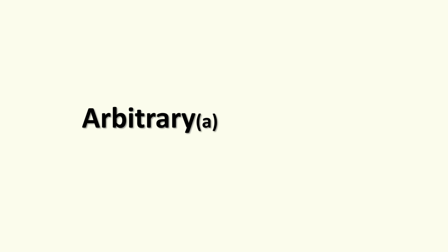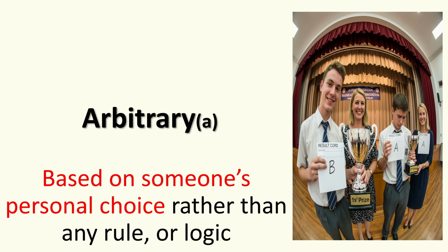The next word is arbitrary. It's an adjective. It is often used for decisions, actions, etc., which are based on someone's personal choice rather than any rule or logic. In this illustration, you can see the student who got less marks is being awarded the first prize thanks to the personal choice of the teacher, while the student who got the top marks is being given the second award. Such decisions are called arbitrary.